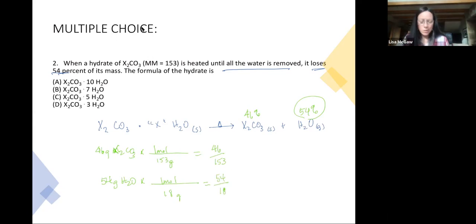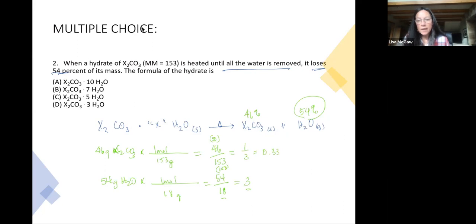What about this one for water? If you think of 18 as being like 20, how many times could 20 go into 50? Well, it wouldn't even be 3 times, but 18 times 3 is actually 54. So that one comes out exactly 3. So now let's go and do the same sort of thing up here. If you think about the 46 maybe being like 50, and think about the 153 being about 150, 50 over 150 would be about a third. So that would be about 0.3.